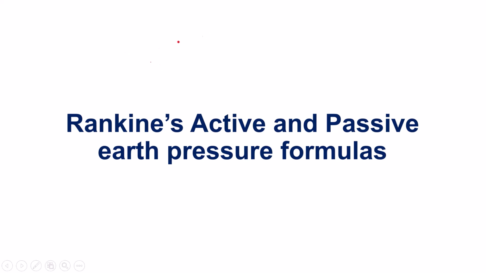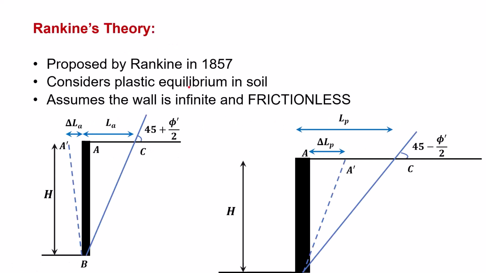We begin with Rankine's theory, developed in 1857, which is one of the most commonly used methods for calculating lateral earth pressures. Rankine's theory is based on the assumption of plastic equilibrium in a soil mass and assumes no friction between the wall and the soil, which is a key simplification.